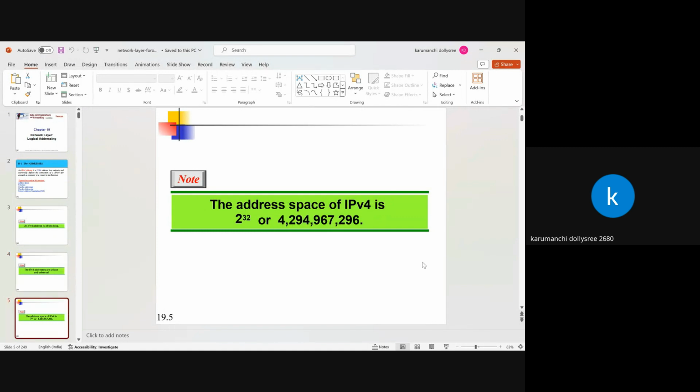If you see the address space for the IPv4 version, it is 2 power n. Here n is nothing but the number of bits we are going to use in IPv4, right? We have already seen it is set as 32 bits. More than that we cannot use in the IPv4 version. So 2 power 32 is more than 4 billion, right?